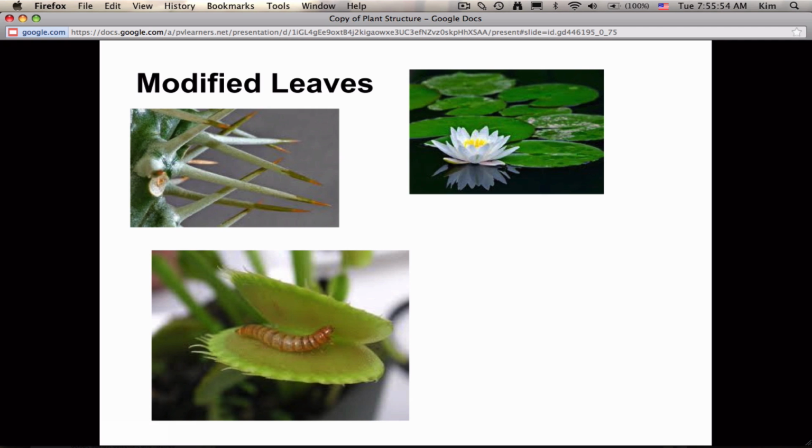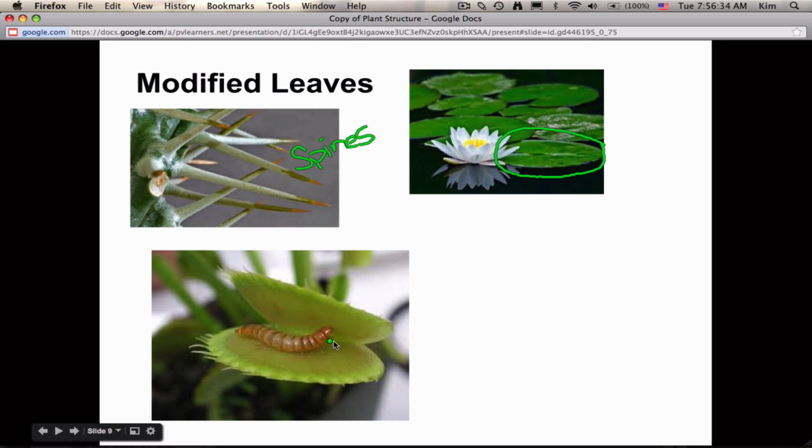And then we have some modified leaves. These are adaptations that plants have made. For example, on cacti, these are spines. Spines are actually modified leaves, and they're modified to protect the cactus. And water lilies have modified leaves. They're in contact with the water, but they're also in contact with the air, and so they're modified to still use photosynthesis but be in the water.